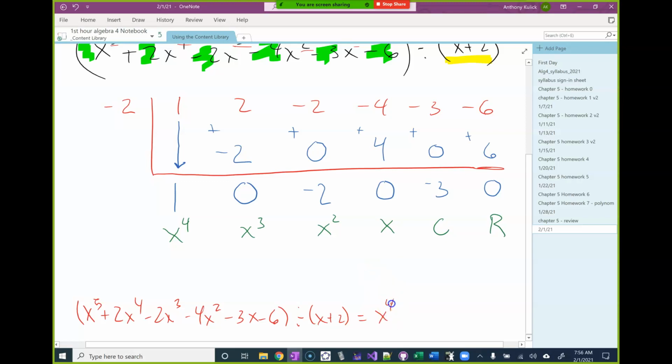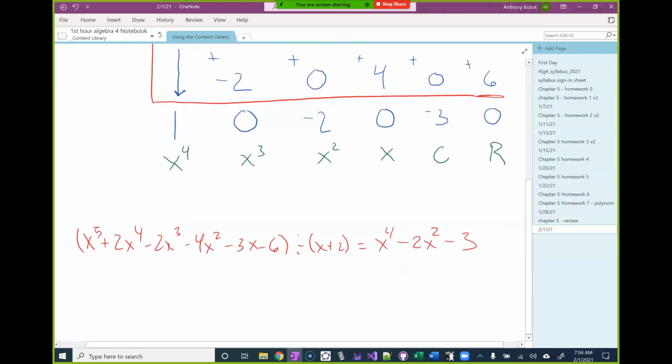1x to the fourth. I'm not going to bother to write the 1. 0x cubed, I'm not going to write that at all because it's a 0 coefficient. Minus x squared plus 0, or minus 2x squared, excuse me. 0 x's, I'm not going to write those, and minus 3. And then because it's remainder 0, there's nothing else at the end.